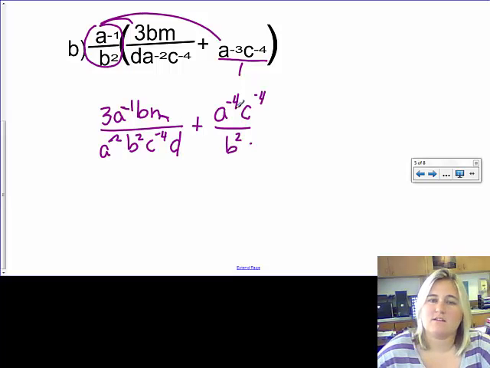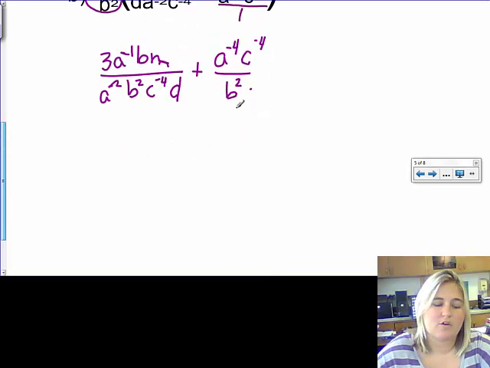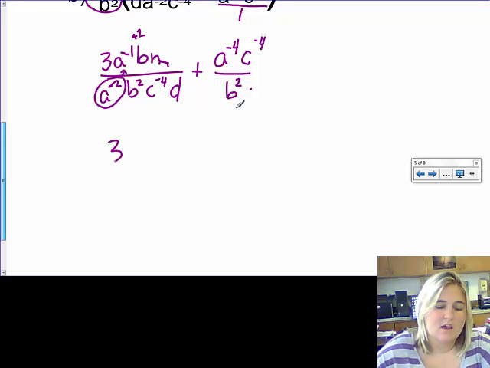Now that I'm here, I need to combine any like bases or move any negative exponents. So I have a to the negative first and a to the negative second. A to the negative second is the smaller, it would be farther left on the number line, so I'm going to move it up, which means instead of subtracting 2, I'm going to add 2. So on top, my 3 stays, and a to the negative first plus the second gives me a to the first.